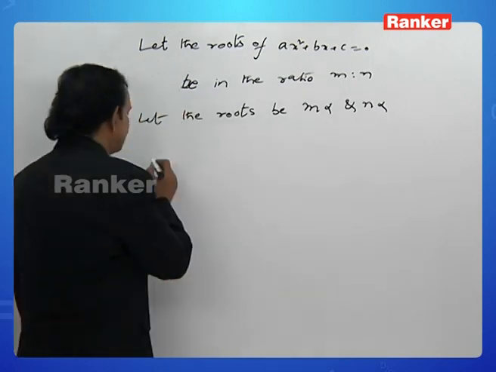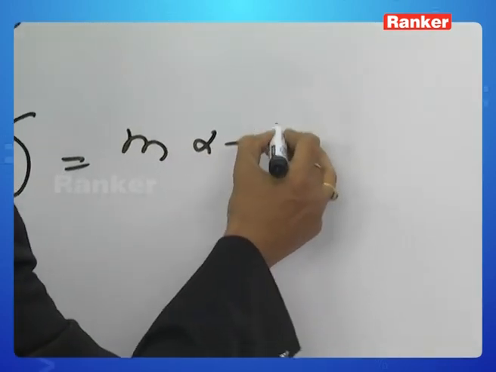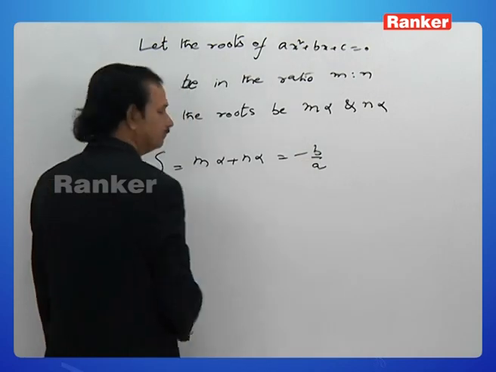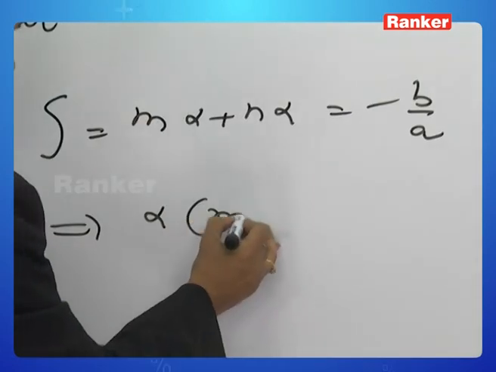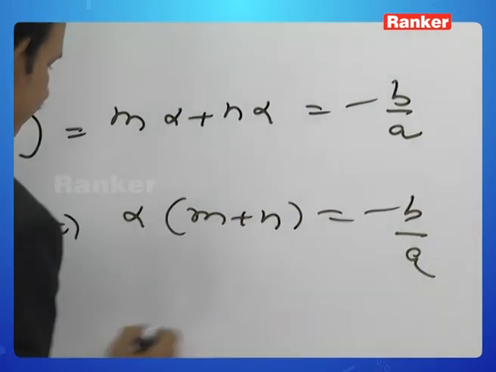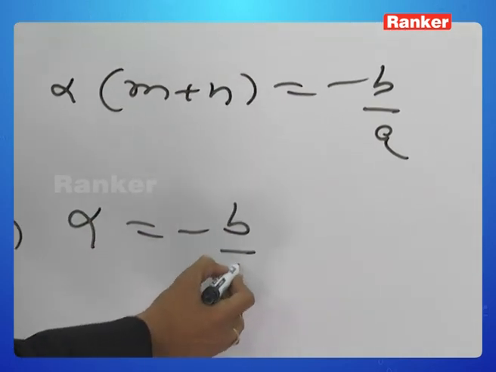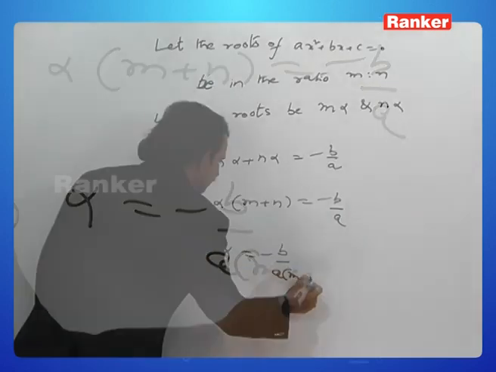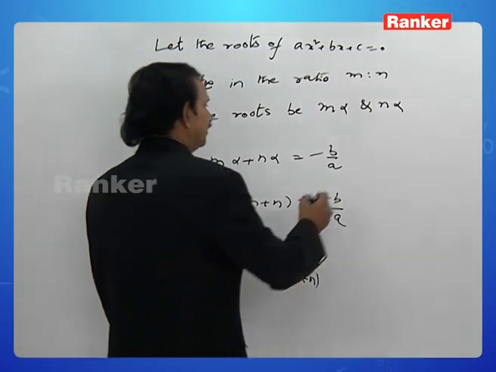Well, sum of the roots. What is the sum of the roots? M alpha plus n alpha. What is that? Minus b by a. What is m alpha plus n alpha? Alpha into m plus n is equal to minus b by a. From here, what do you have? Alpha is equal to minus b by a into m plus n.